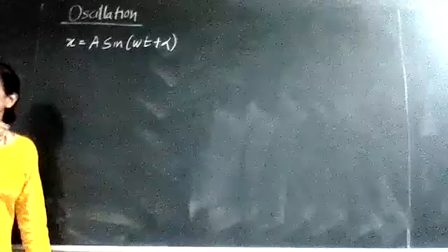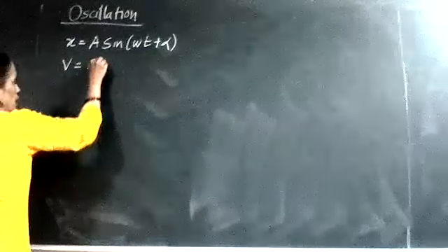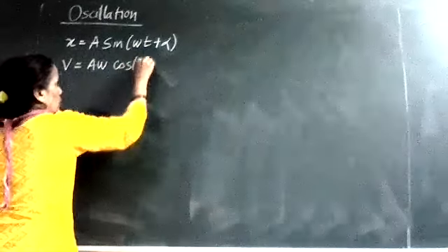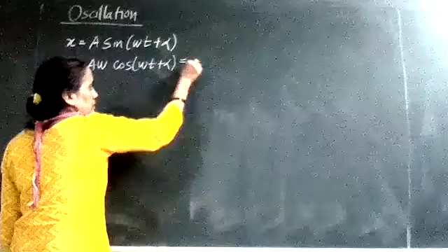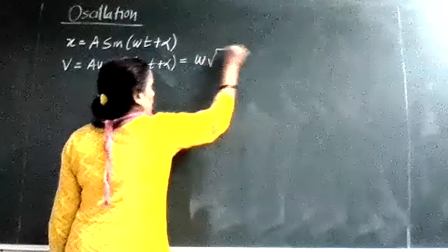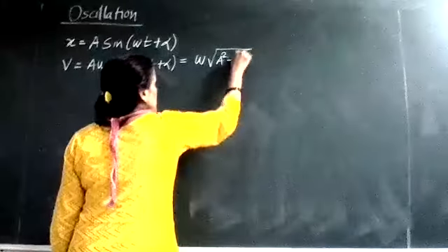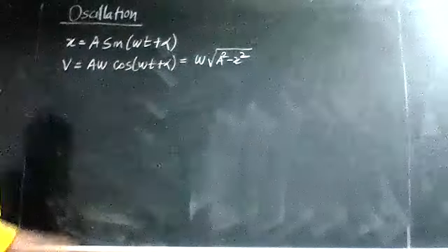Second equation, I can write for velocity. The velocity v can be written as v is equal to a omega cos of omega t plus alpha. Or I have one more equation we have derived, it is omega under root of a square minus x square. This is the velocity equation.